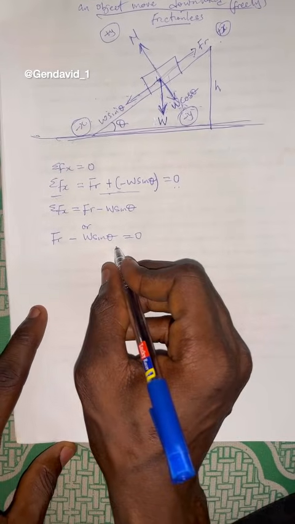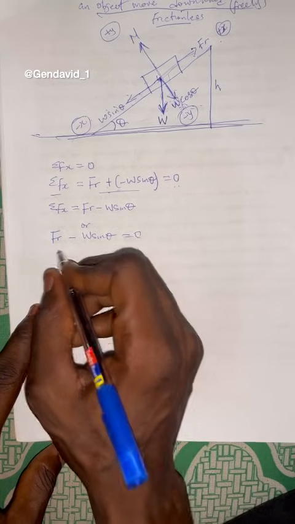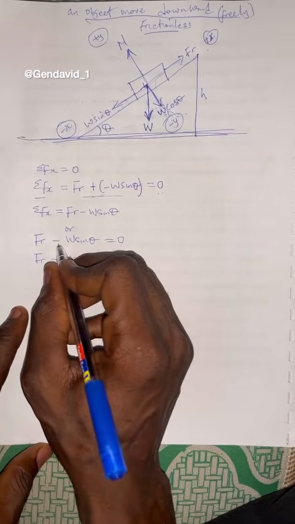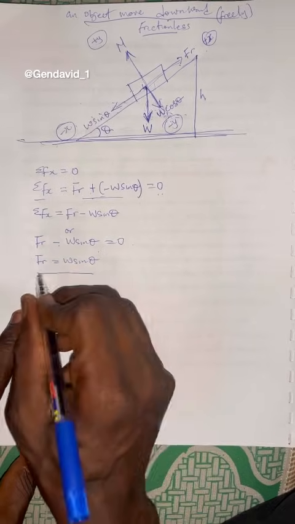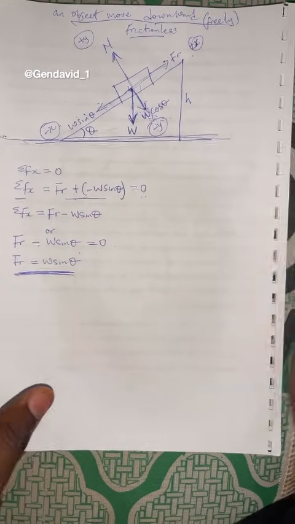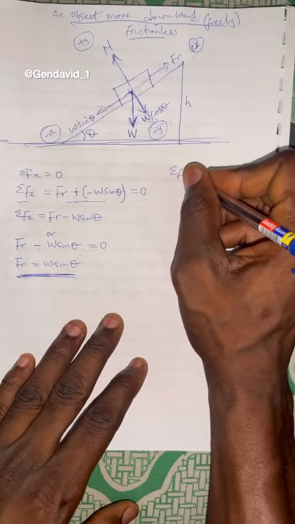So we have Fr minus W sin theta equals 0. So Fr will be equal to W sin theta. If you take minus W sin theta to this side, we have Fr equals W sin theta. So let us now go into the summation Fy.